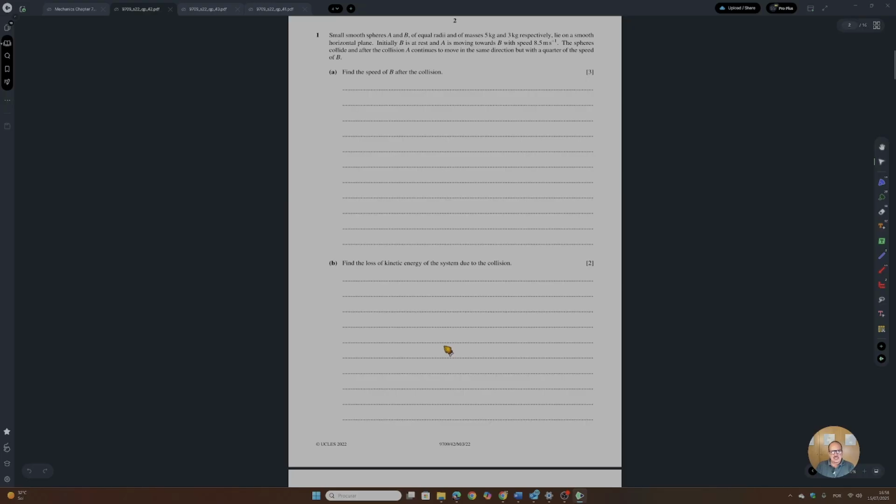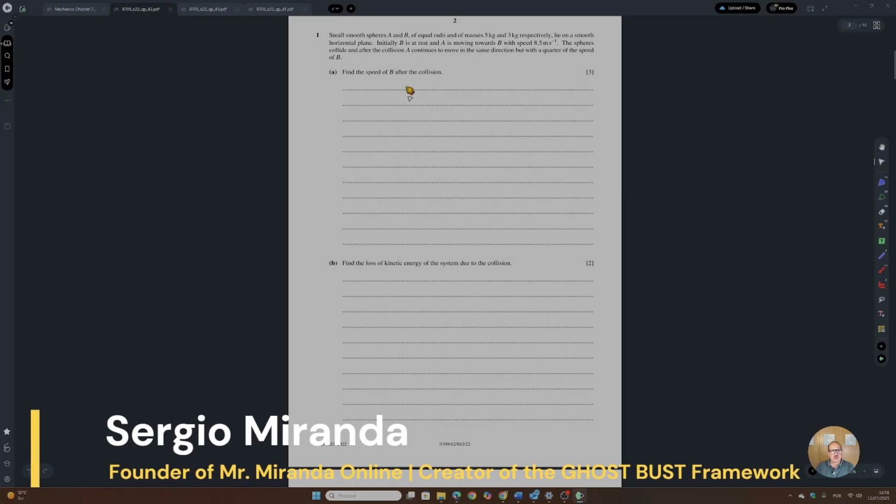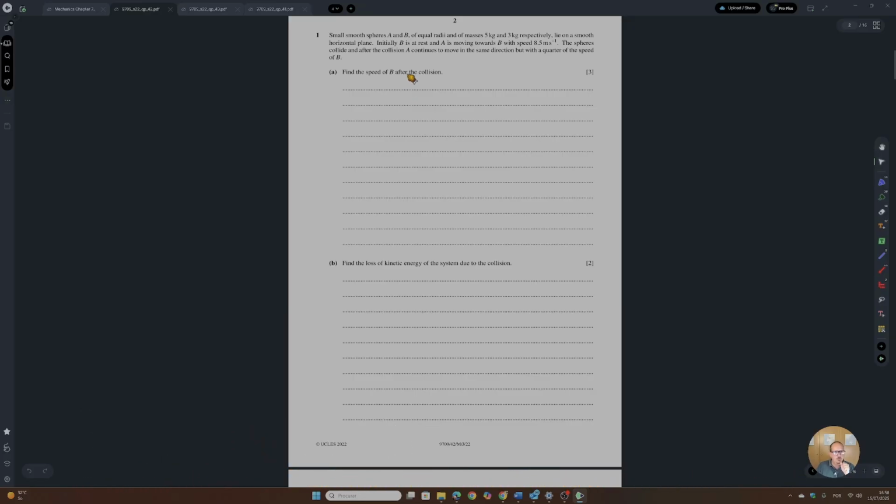On our final set of exam questions, we are going to look at 3 of them regarding collisions and momentum. The first of which is from spring 2022, question paper 42, and is the first question.